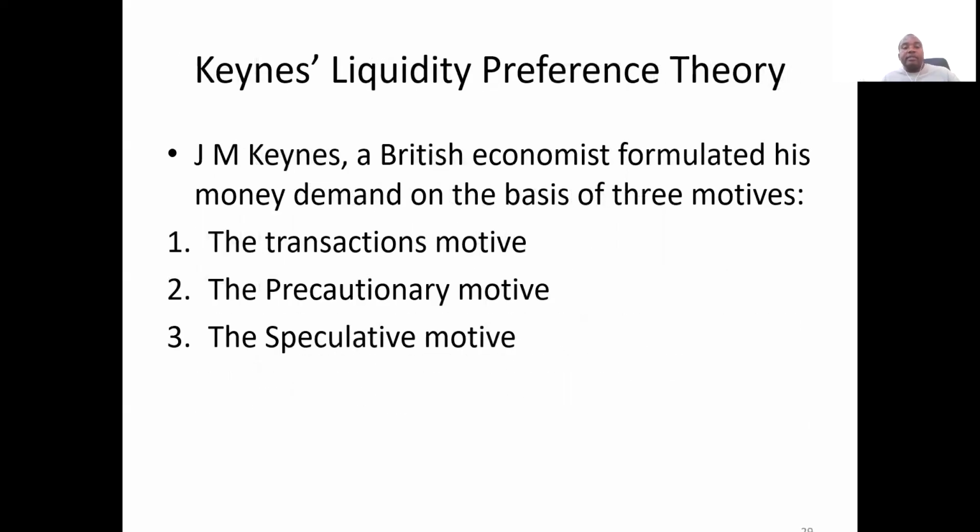So we look at the successor model. Though there is the modern version of the equation of exchange, because of the problems associated with the equation of exchange, Keynes came up with this liquidity preference theory. Keynes was a British economist who dominated the economic circles in the 1930s and the 1940s before he passed away. So his money demand function is based on three motives, which are number one, the transactions motive, the precautionary motive, and the speculative motive.